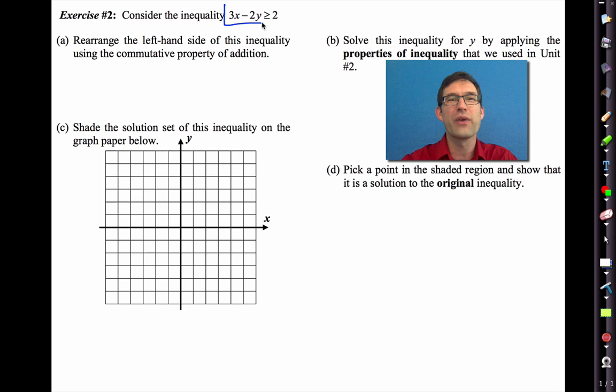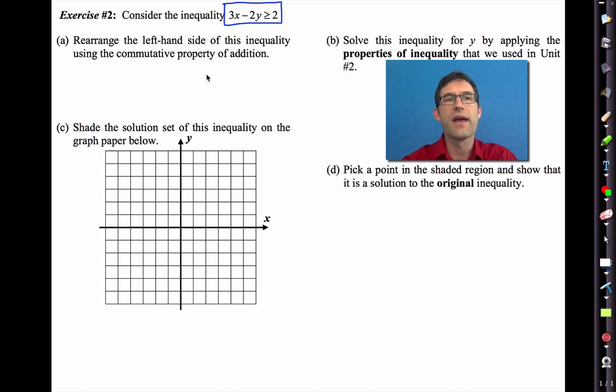We want to graph 3x minus 2y is greater than or equal to 2. And keep in mind what that means. I want to shade in all the points on this graph that when I plug them into this inequality, make it true. So let me walk you through the easiest way of doing this.